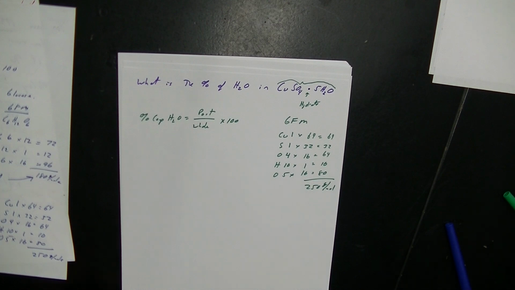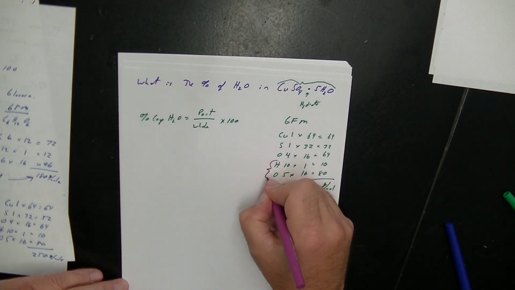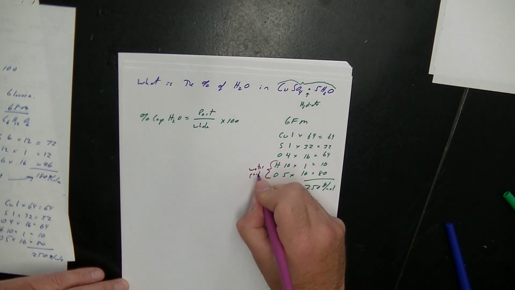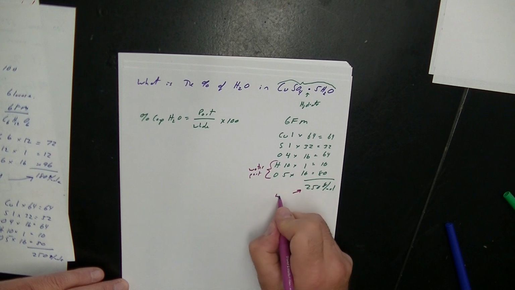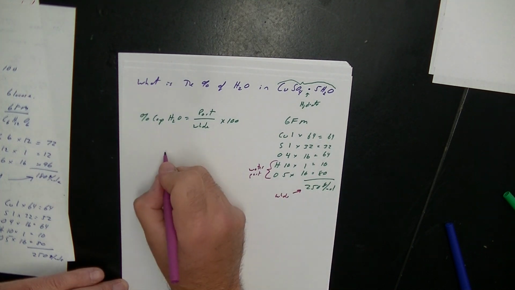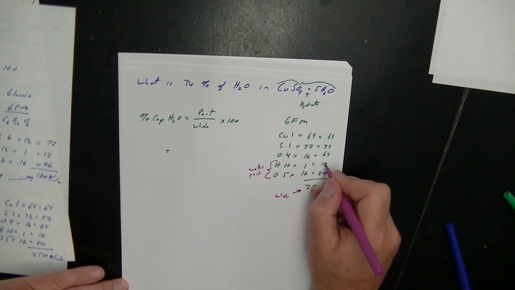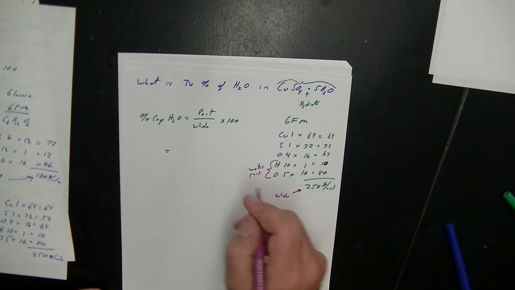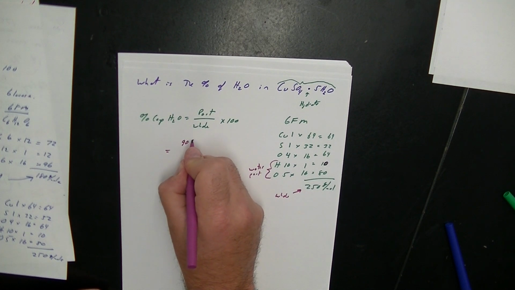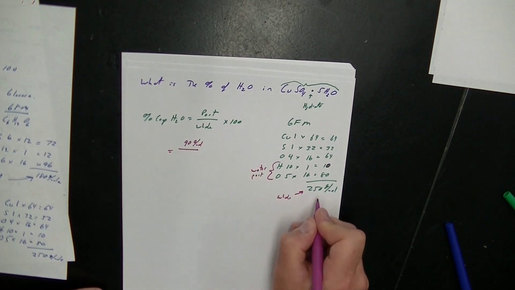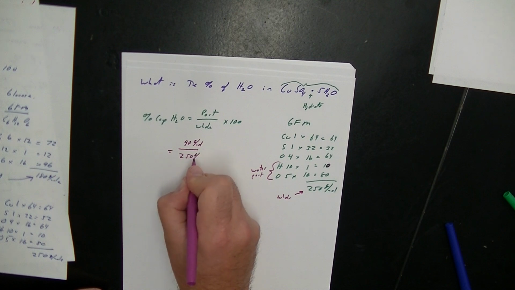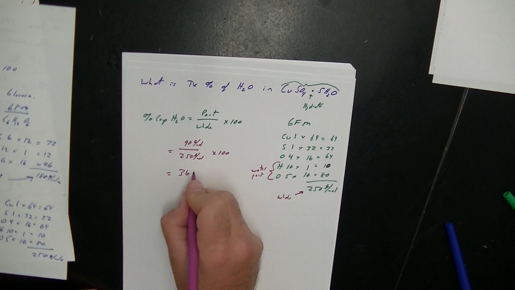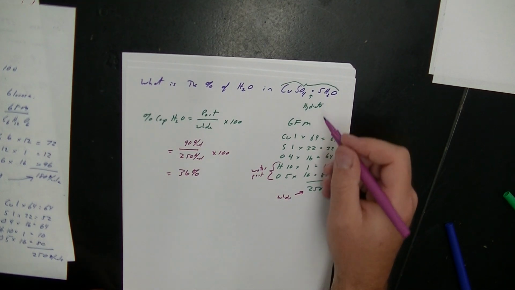What's my part? Okay, so this is the water part. This is my part. This is my whole. So what do I have to do with these two numbers? That's a 10, by the way. I've got to add those two numbers, so I would get 90 grams per mole divided by 250 grams per mole times 100. And it's about 36% of this formula is water.